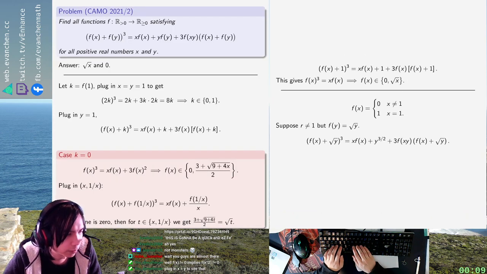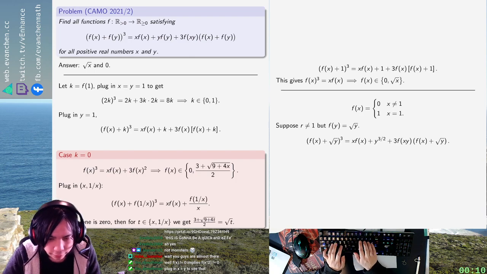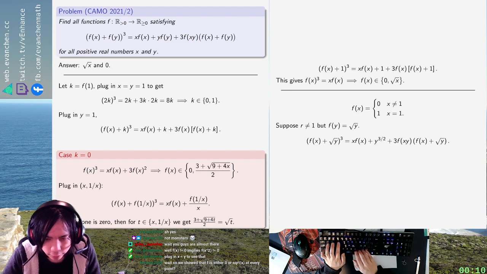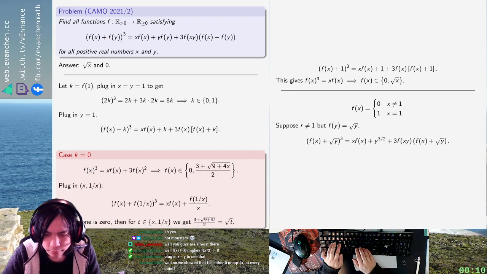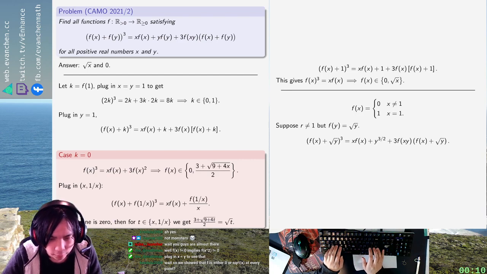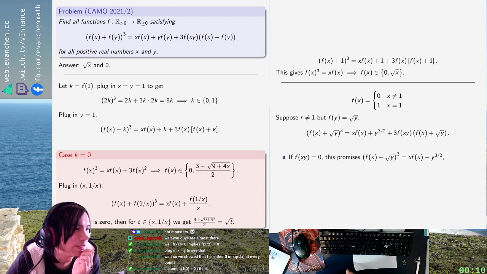Yeah, I agree, f of x not 0 implies f of x squared not equal to 0. I will keep that in my head, but I'm not writing it down for now because I want to see what this does. So again, this is a cube. This is almost a cubic. So we have two cases. If f of xy is equal to 0, this promises f of x plus square root y cubed equals x of x plus y to the 3 halves. And can f of x be 0? F of x can still be 0.